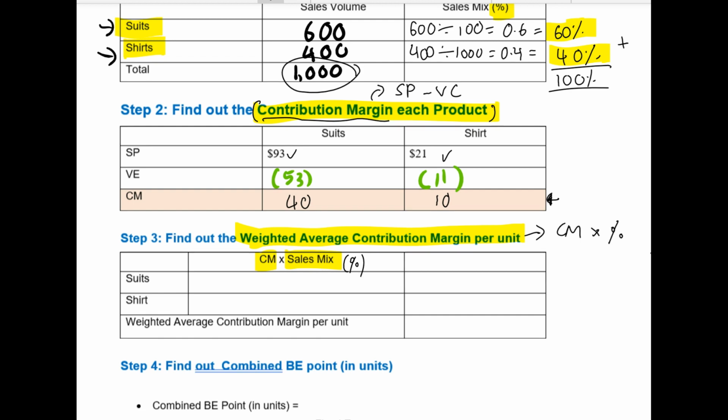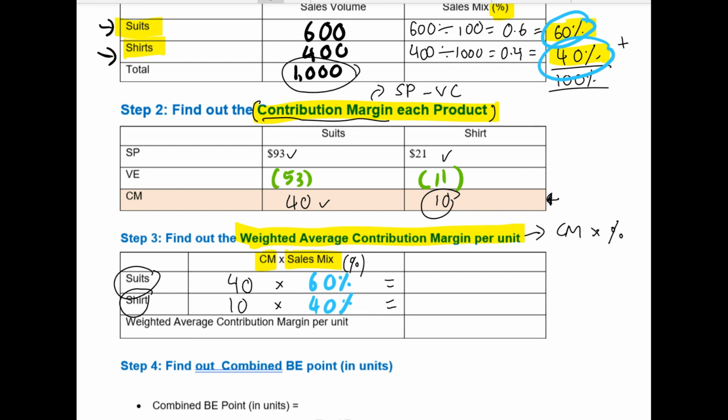So your contribution margin for suits is $40. Your contribution margin for shirts is $10. You have to multiply by the sales mix. If you look at your sales mix for suits, it's 60%, not $60. So the sales mix for suits is 60%, and your sales mix for shirts is 40%. So you have to multiply these together.